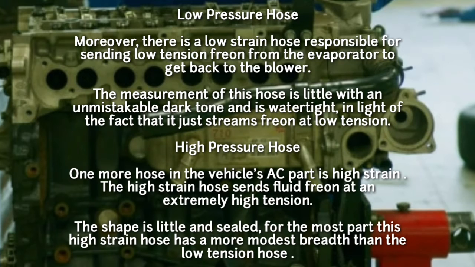Low pressure hose. There is a low-pressure hose responsible for sending low-pressure freon from the evaporator back to the compressor. The diameter of this hose is small with a distinctive black color and is watertight, because it only flows freon at low pressure. High-pressure hose. Another hose in the car's AC parts is the high-pressure hose. The high-pressure hose sends liquid freon at very high pressure. The shape is small and sealed. Generally, this high-pressure hose has a smaller diameter than the low-pressure hose.